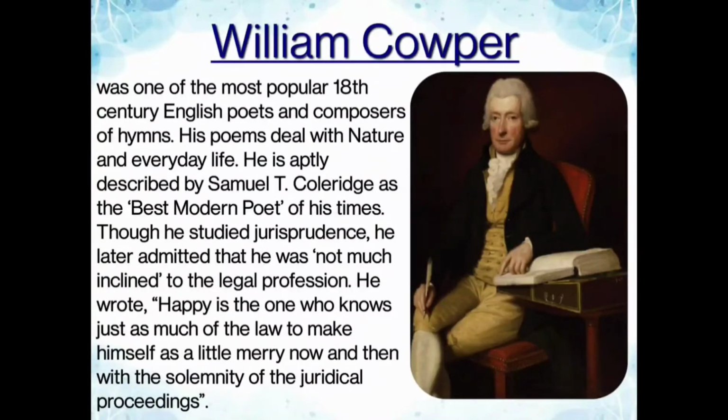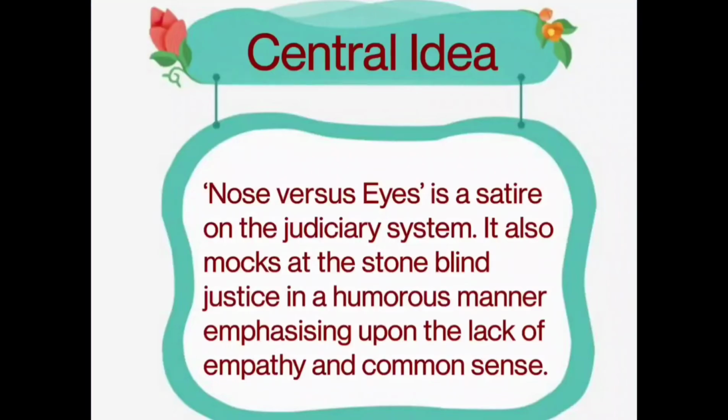Let's learn his poem, Nose versus Eyes, but before that, let us look at the central idea of the poem. The poem is a satire on the judiciary system. Now, what is a satire? A satire is a way of criticizing people or ideas or systems in a humorous or in a funny way. So, when you point out the shortcomings or negative points and defects of anything but in a funny way, it is called a satire.